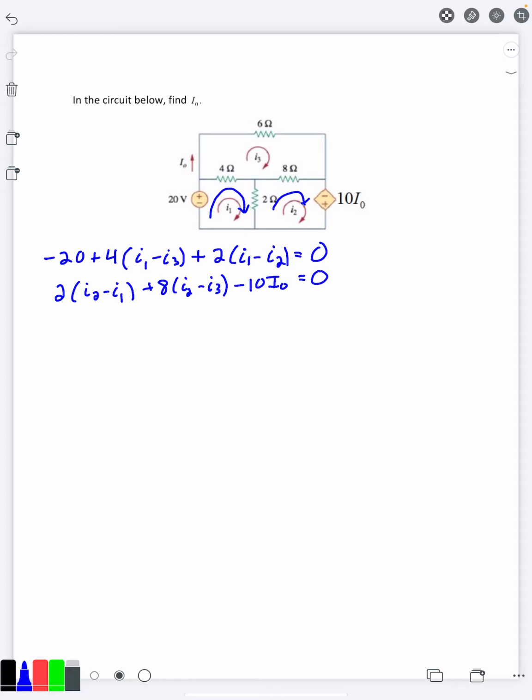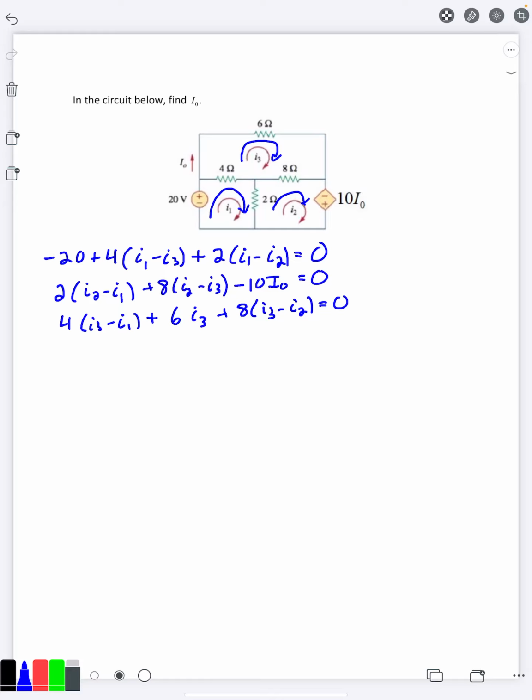Then I go to the third and final mesh loop, and I would see, say start at the 4 ohm resistor, 4 times loop we're in minus loop we're not in. And then for 6, there is no loop we're not in, so it's just going to be 6I3. And then last 8, loop we're in minus loop we're not in.